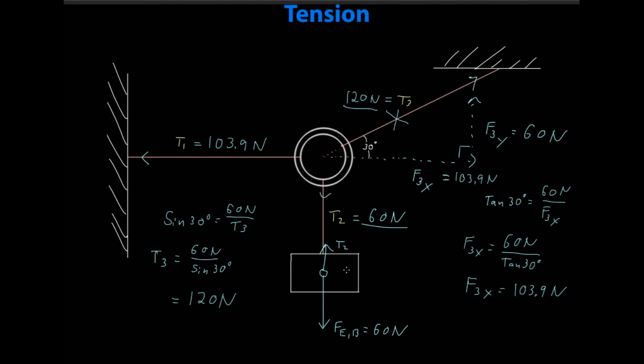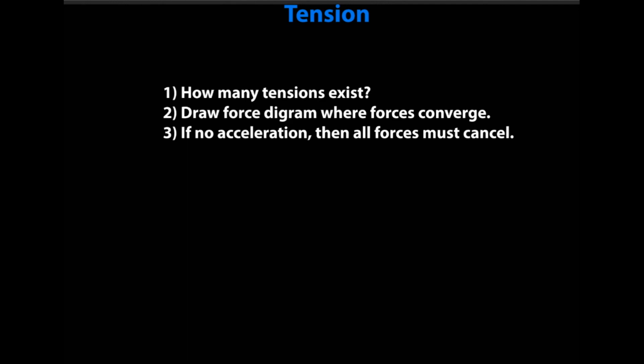The net force on the block is 0. The net force on the ring now is also 0. The x's cancel and the y's cancel. That's basically this in a nutshell. So, 1, how many tensions exist? 2, draw force diagrams where the forces converge. That is typically going to be on an object like a pulley or a ring. 3, if you know the situation does not have an acceleration, or even better, it's confirmed that everything is stationary, like every problem was today, then all forces on any object you choose must cancel.